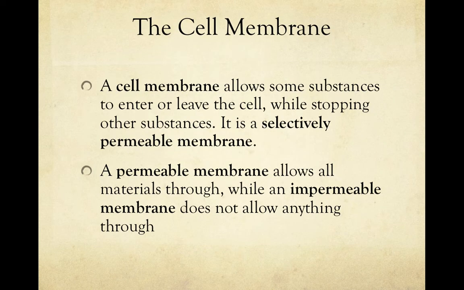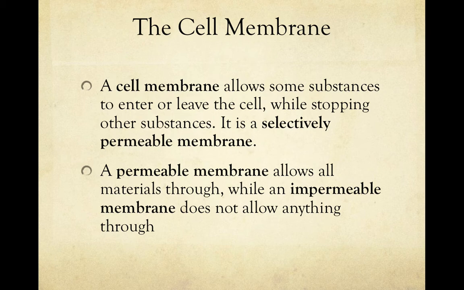So, moving on. First, we need to talk about the cell membrane. What's its role? What does it do in the cell? Now, remember that both plant and animal cells contain a cell membrane. And this cell membrane allows some substances to enter or leave the cell, while sometimes it stops other substances. So what we call this is a selectively permeable membrane.